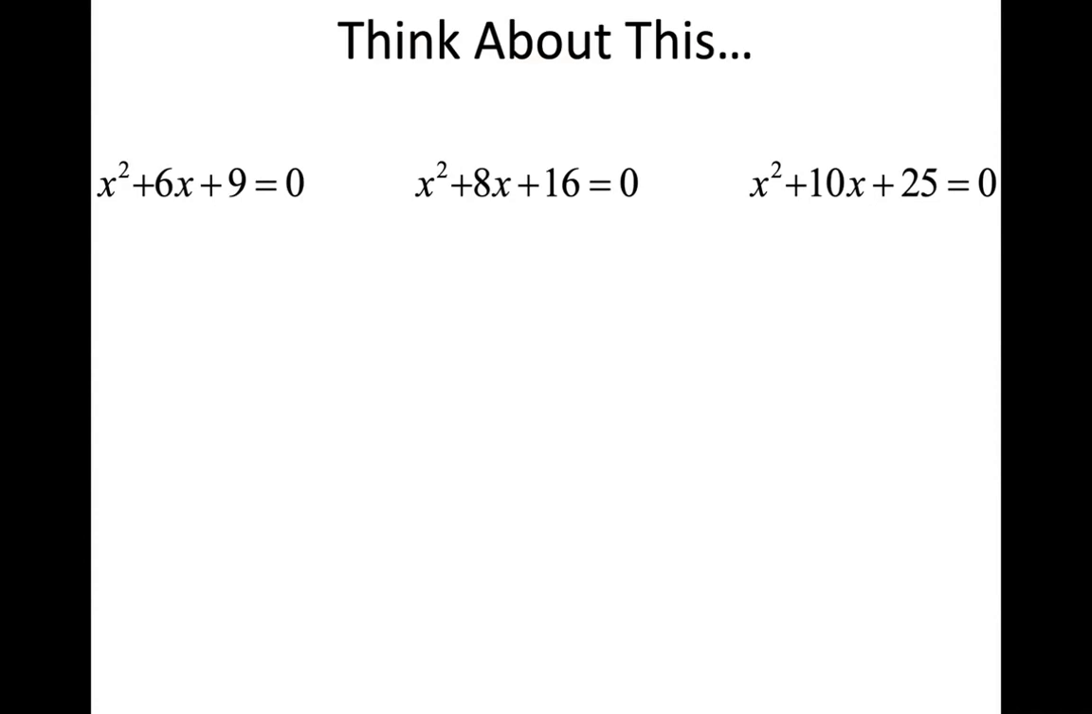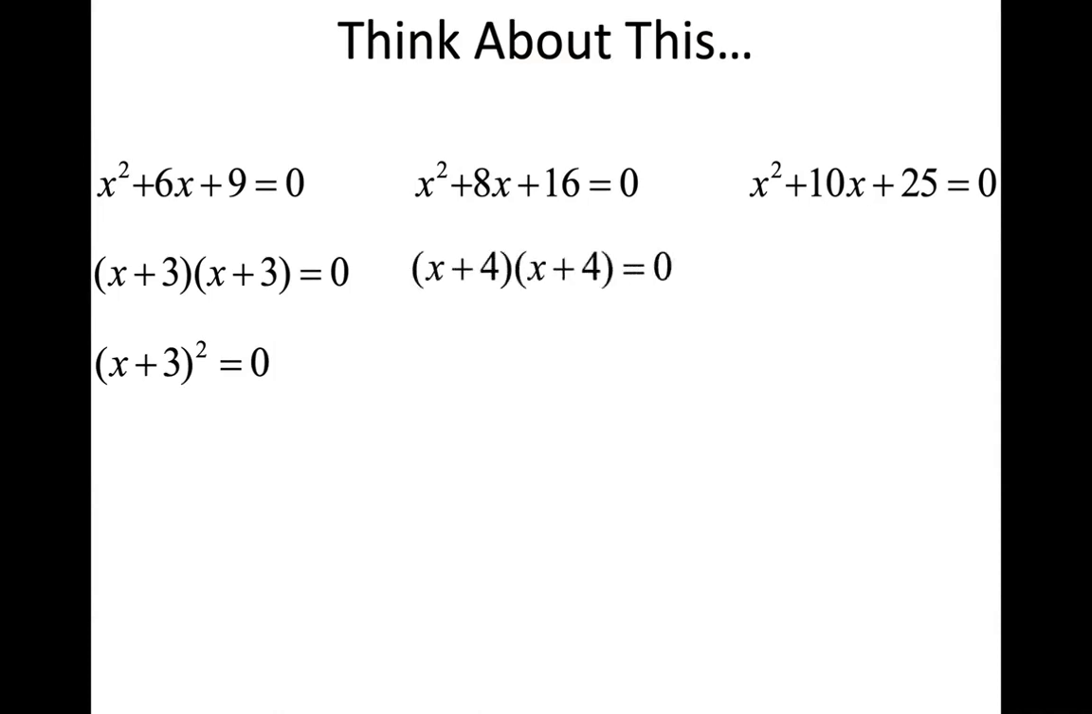If your quadratic trinomial can look like any one of these three, these are special ones that I purposely chose. If they look like this, what number times itself is 9 that adds to 6? Well, that is 3. What number times, and there's 2 of them, so I can write it like that. That looks like the previous night's homework. What number times itself is 16 that adds to 8? It is 4. Well, there's 2 of them. It can be written like that. What number times itself is 25 that adds to 10? That is 5. So it can be written like this.